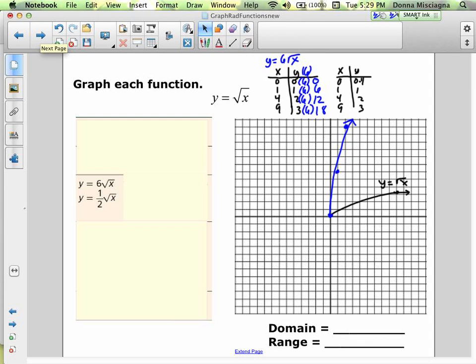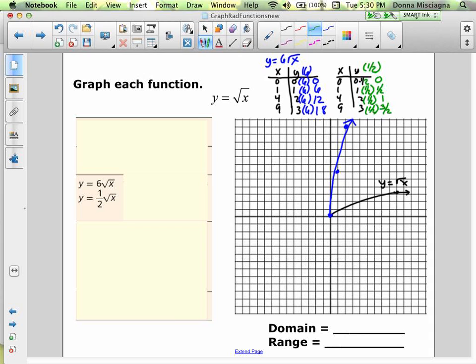So now we're going to have a little compression. Instead of multiplying by 6, we're going to multiply by 1/2 to graph y equals 1/2 square root of x. So if I multiply 0 times 1/2, it's still 0. And 1 times 1/2 is 1/2. And 2 times 1/2 is 1. And 3 times 1/2 is 1 1/2. Look how slow this is growing.